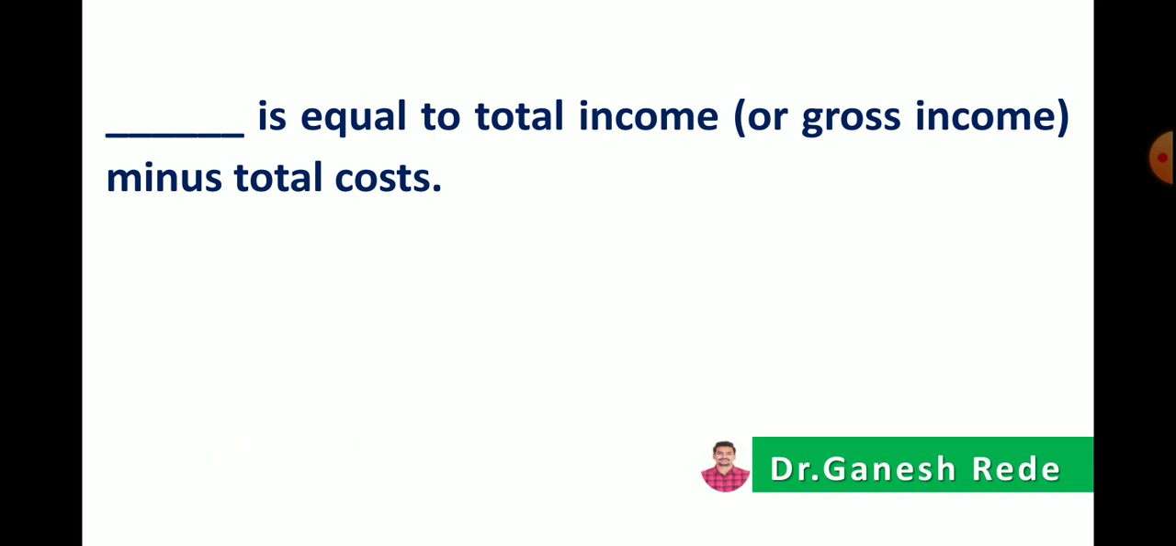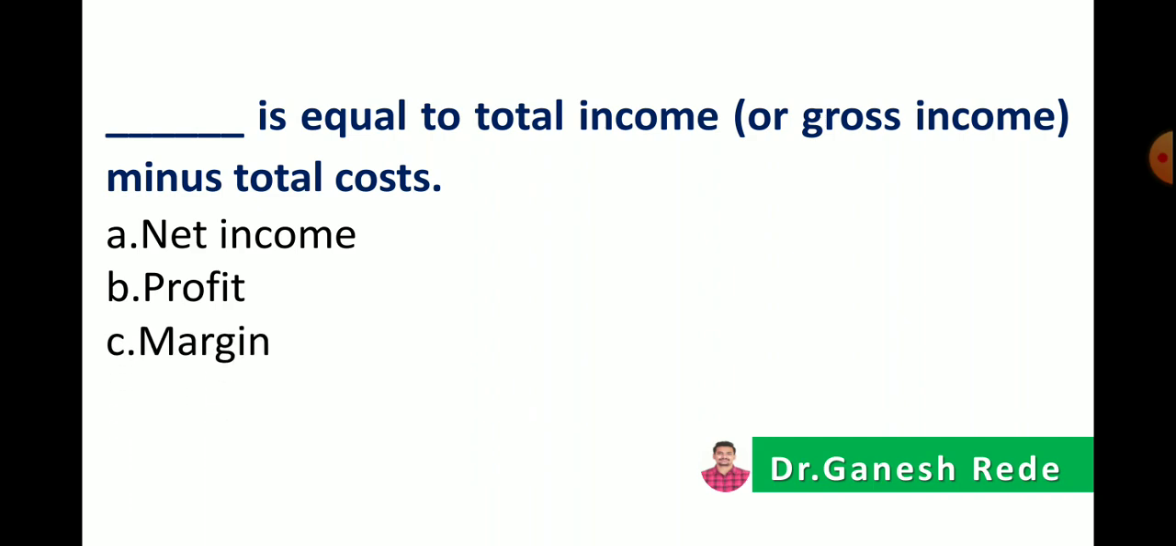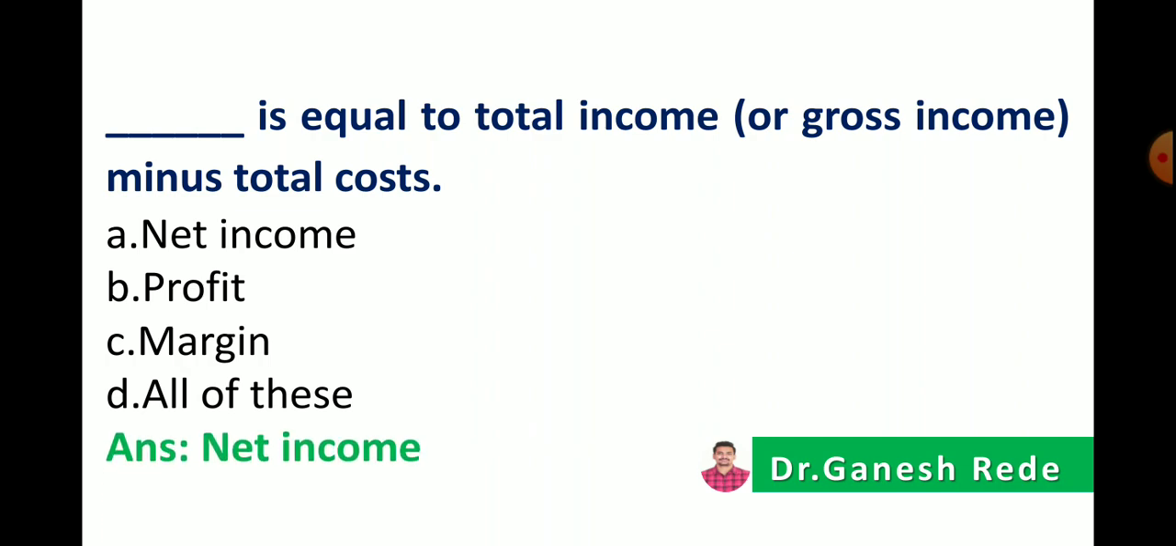The next: dash dash is equal to total income, or we can say gross income, minus total costs. Option A, net income; B, profit; C, margin; or D, all of these. The correct answer is net income is equal to total income or gross income minus total costs.